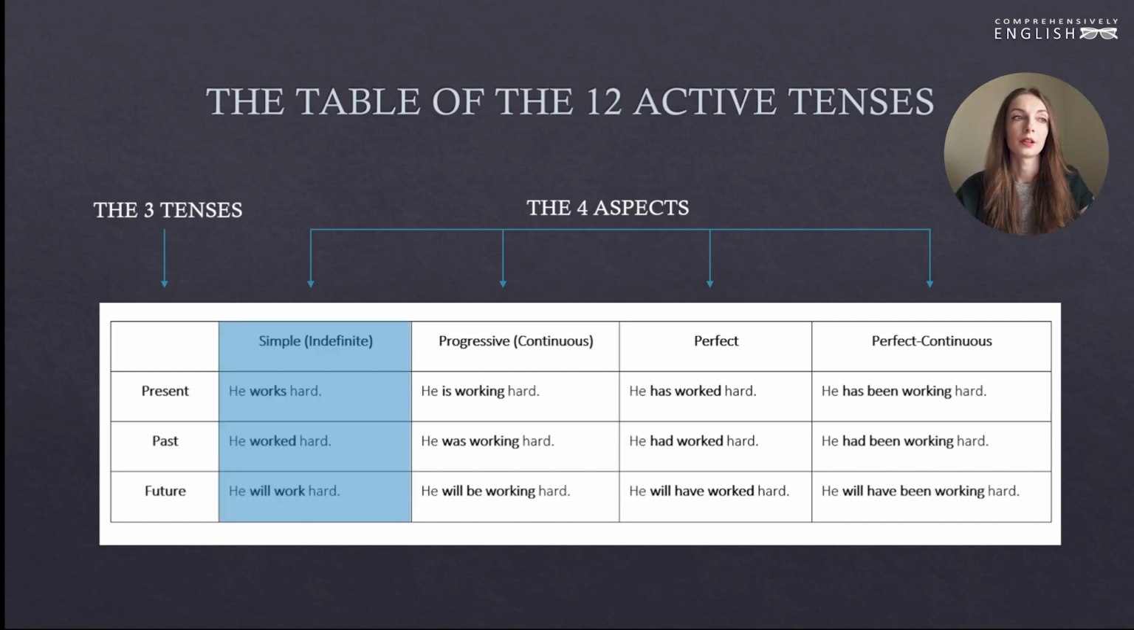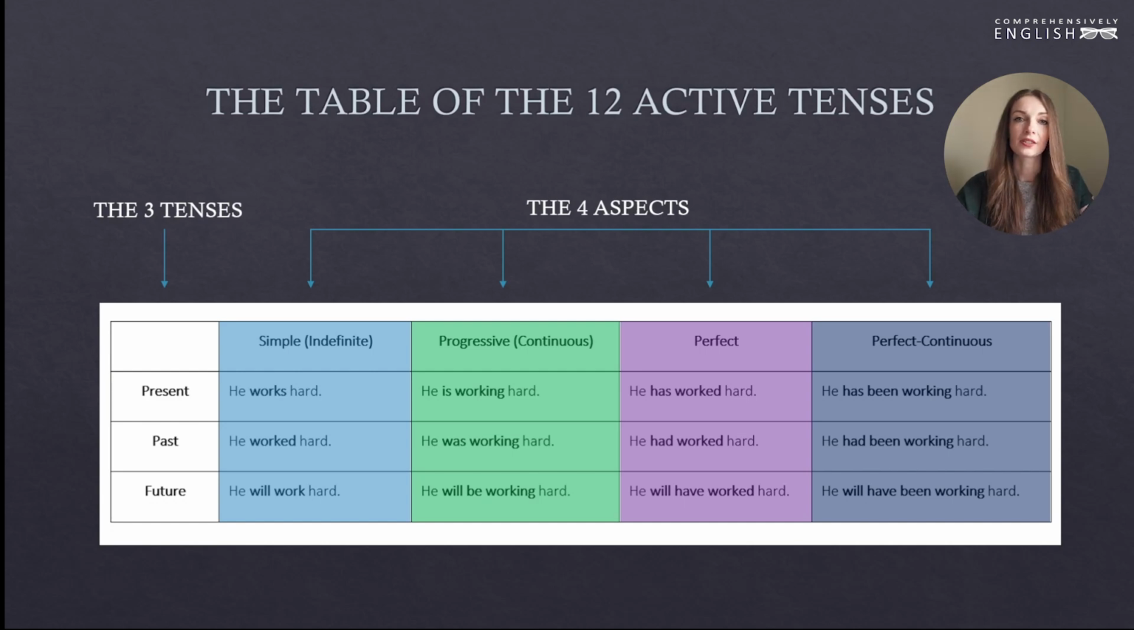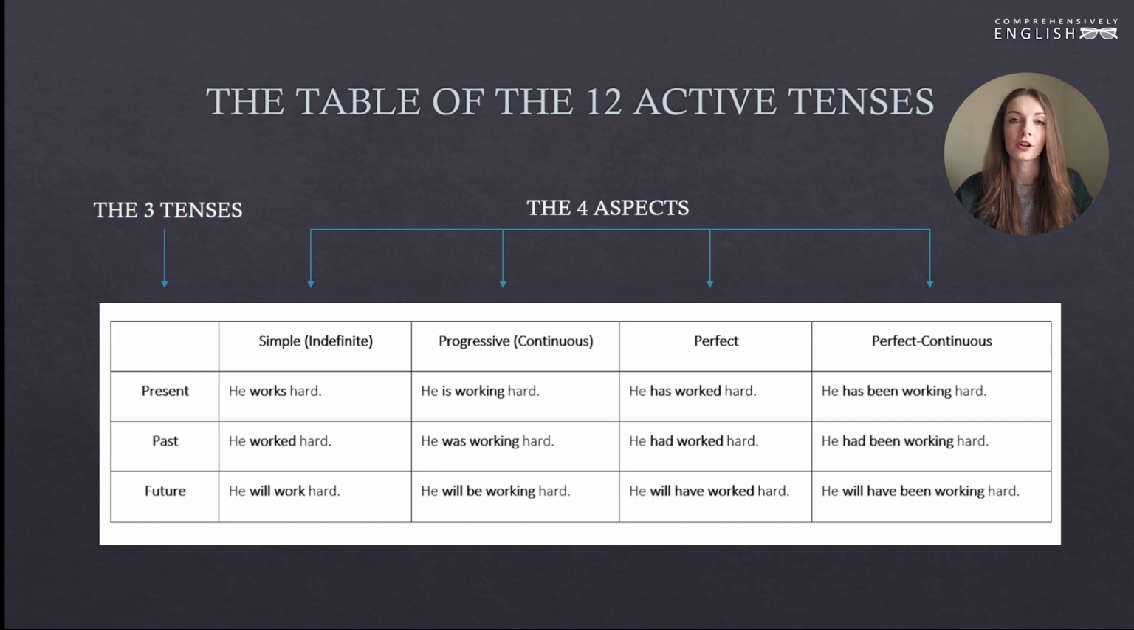The simple, the progressive, the perfect, and the perfect progressive or the perfect continuous aspects are present in each of the three tenses. Okay? Looking at this, you cannot but admire the system of the English tenses. It's very logical and very well structured. It helps you to express both the quality of action you are talking about and where exactly on the timeline the action is taking place. You can make a screenshot of this slide.